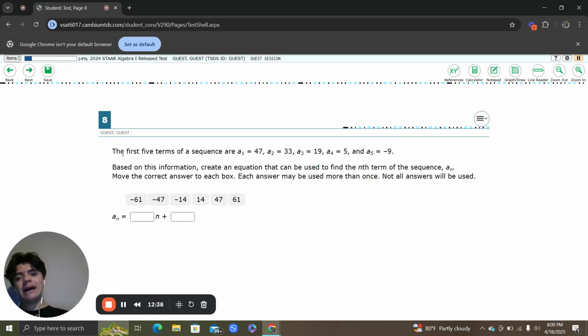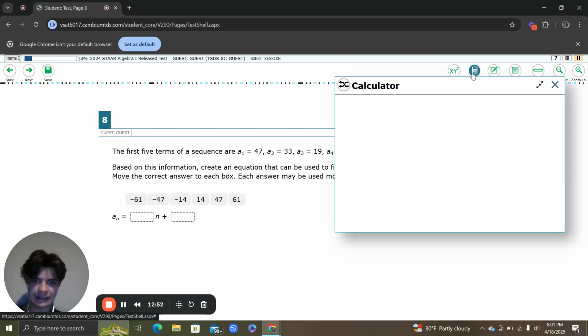Okay, this one. You have 5 terms in a sequence. Based on the information, create an equation. This looks like a linear equation. Instead of an x, it's using an n. It's so simple. What you want to do is type this into Desmos. You might be like, how? It's so simple. Don't overthink it, guys.